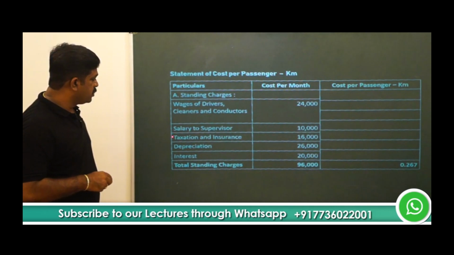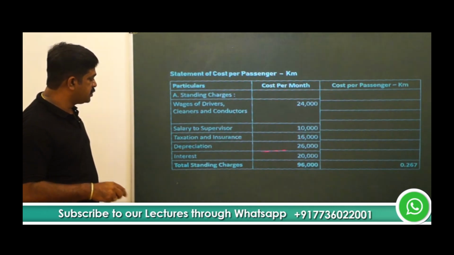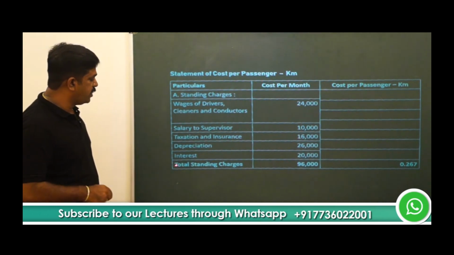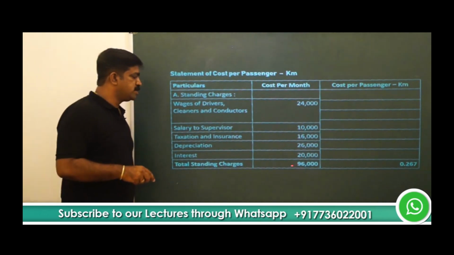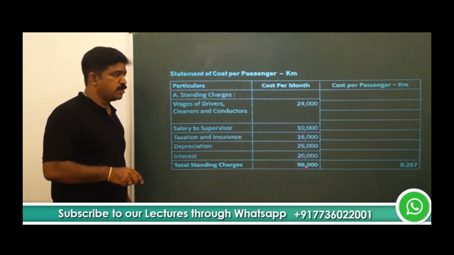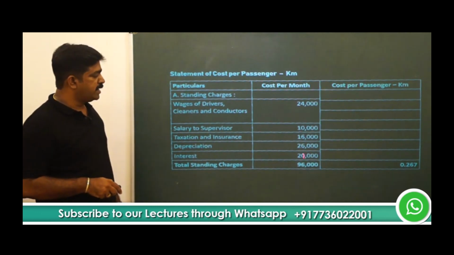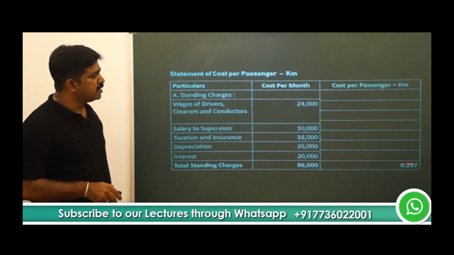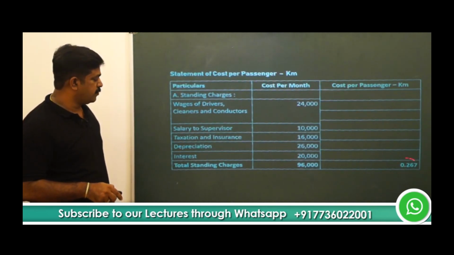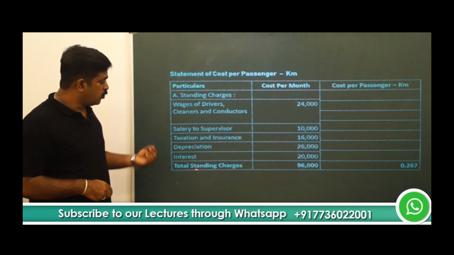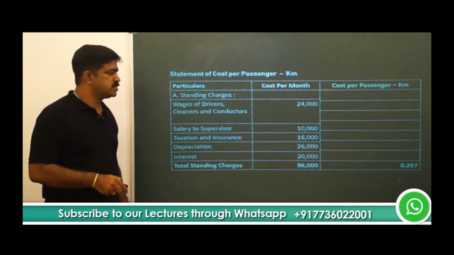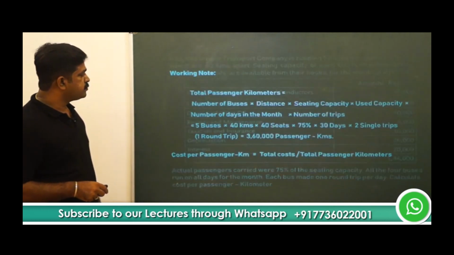Look at here, taxation and insurance, depreciation, interest. So basically there are 5 items. If you total all the 5 items, you get total standing charges of 96,000. Fine. So this 96,000 divided by 3,60,000 will give you cost per passenger kilometer. That is, total standing charges per passenger kilometer will be 0.267.